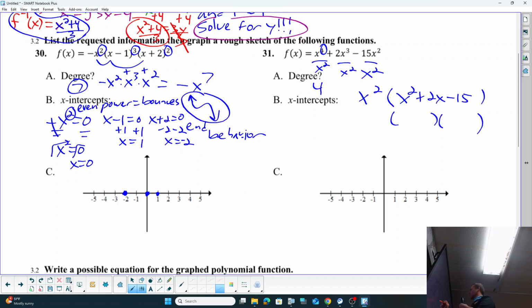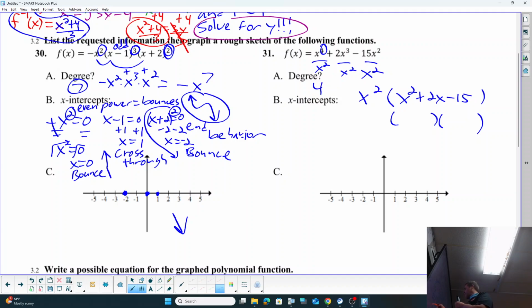And here's our end behavior. It's going to go up on the left and down to the right. At 0, it's going to bounce. At x minus 1, which is the third power, which is odd, odd means cross through. And then there's another even, and even means to bounce, because this came from an even power. So at negative 2 it's going to bounce, and at 0 it's going to bounce, and then cross through. So you try now.